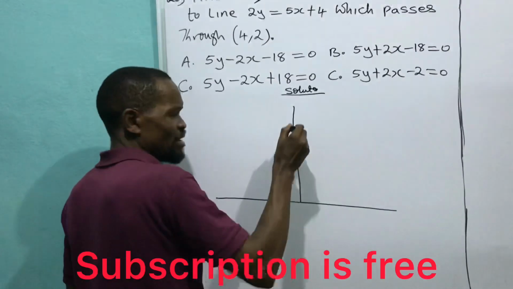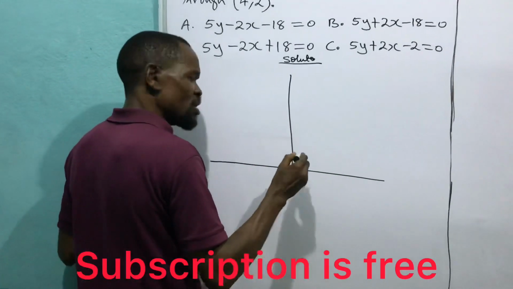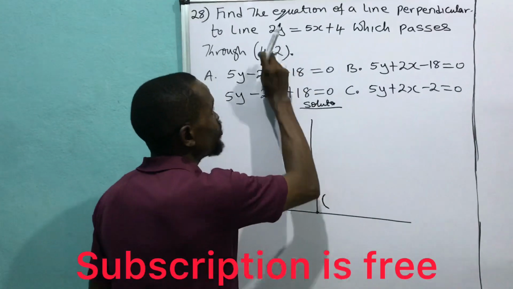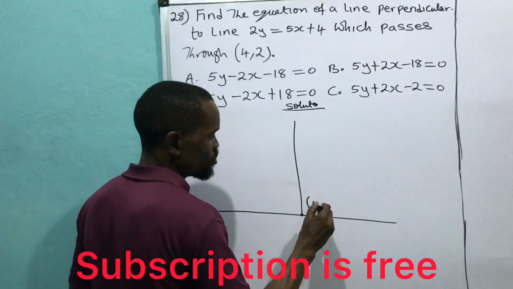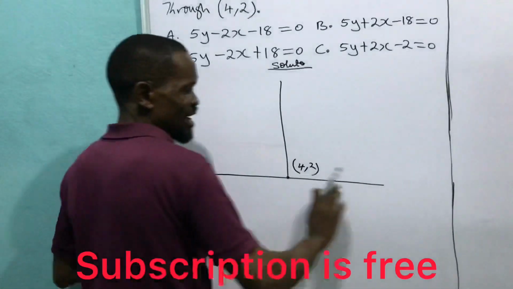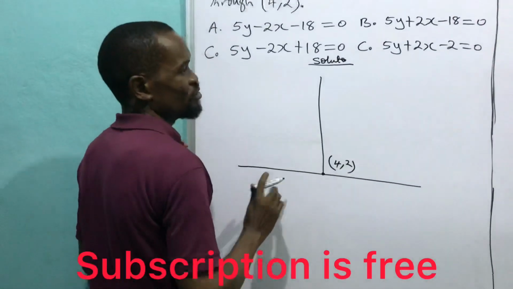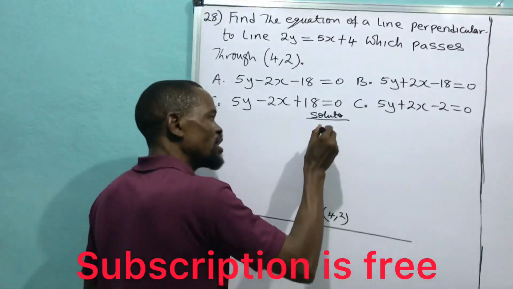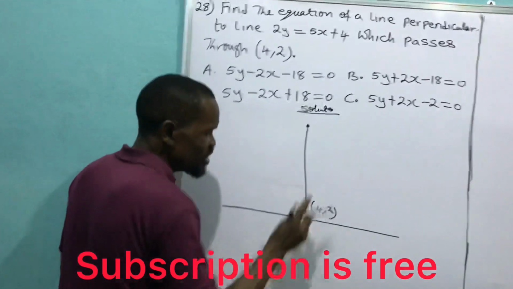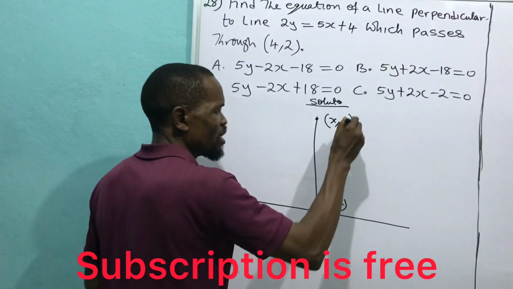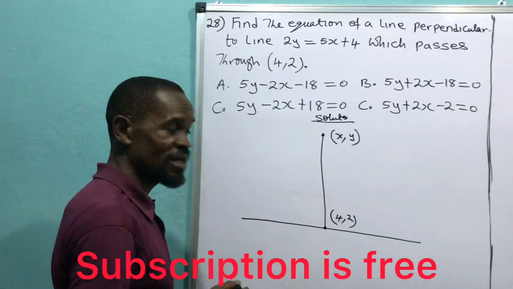And this is the line which passes through the point. Let's say I call this point, look at the point they give, 4 and 2, which it passes through. Then for this other point, I cannot call it by numbers, because before this line can pass through it, it must pass a point. I call this point X and Y. Do you get what I'm saying now?